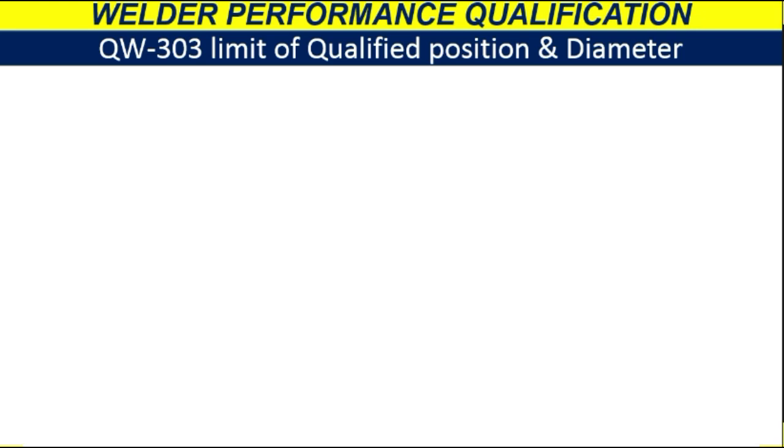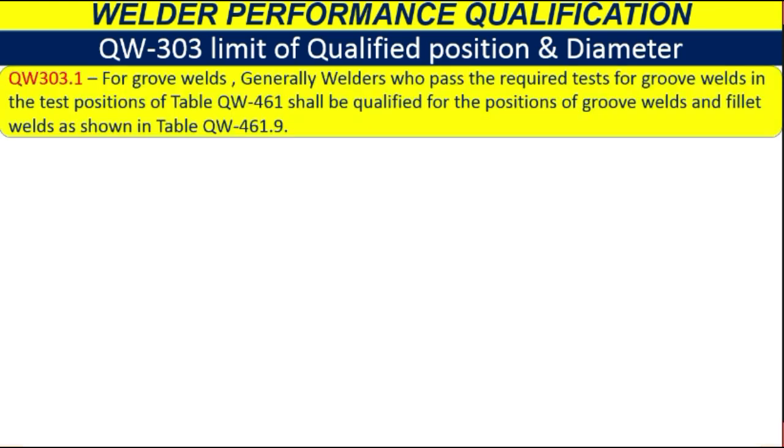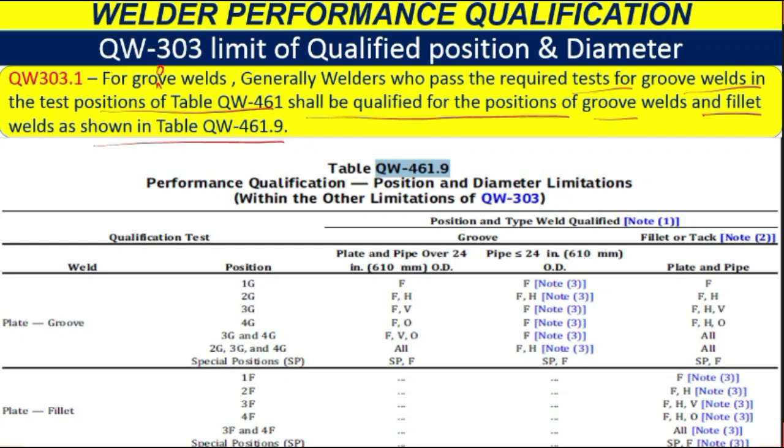Now 303, the limit of qualified position and diameter. What are the limits of qualified position? So for groove weld, generally a welder who passes the required test for groove weld in the test position table, you have to go to 461, shall be qualified for the position of groove and fillet weld shown in QW-461.9. So those qualified for groove weld should follow 461.9. In 461.9, what is it saying? Plate groove, plate fillet.